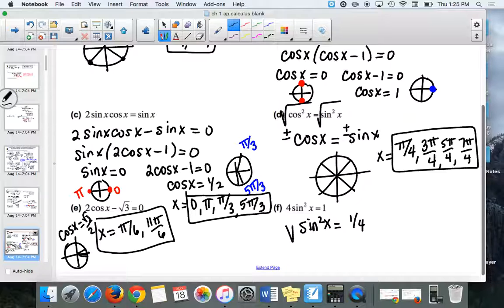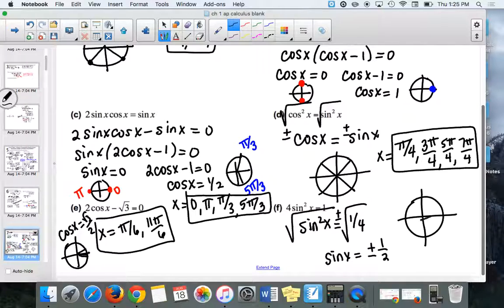So if I take the square root, plus or minus, I get sine of x equals, what's the square root of 1/4? Plus or minus 1/2. So how many answers do I have? 4. Yep.